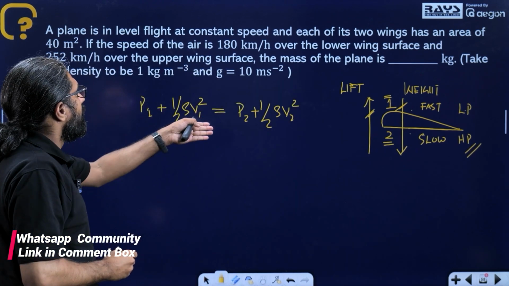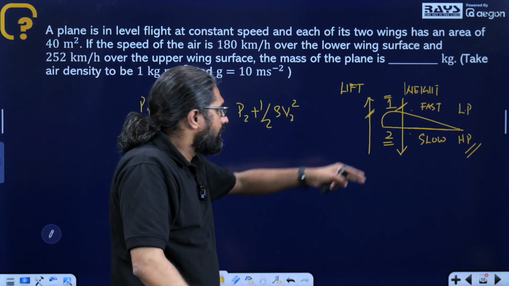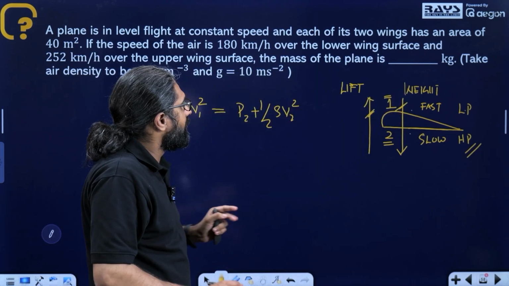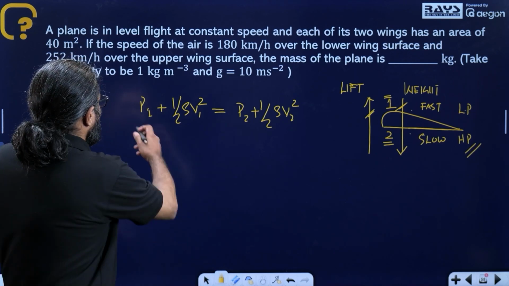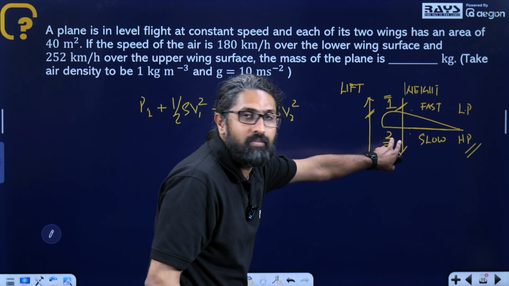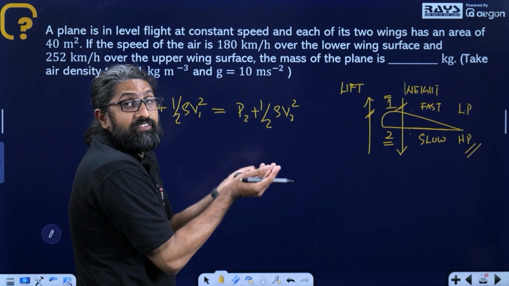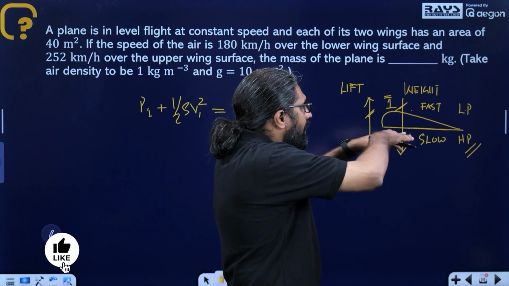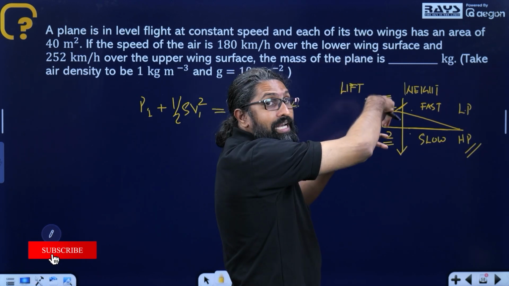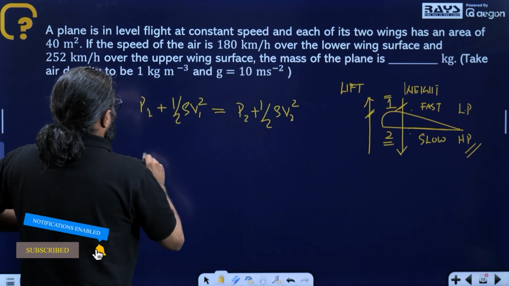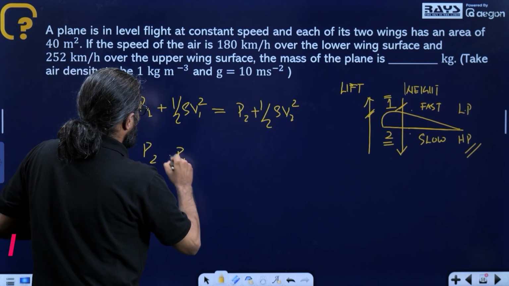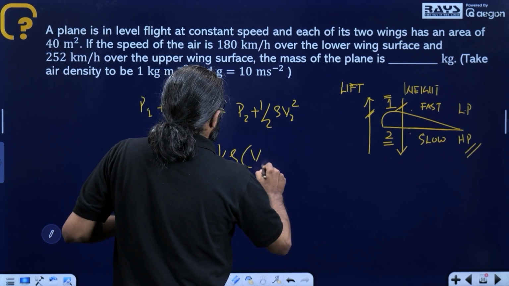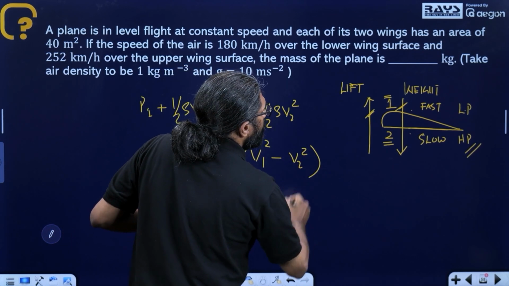Now why is there no rho g h term? We said both are at the same height. We have emphasized that fairly enough. Now what we need is the pressure difference, since I know there will be a higher pressure below. The pressure acts downwards from above and upwards from below. The pressure from below to above will be greater than the force due to the pressure from above to below. So P2 minus P1 will be equal to half rho into V1 square minus V2 square.